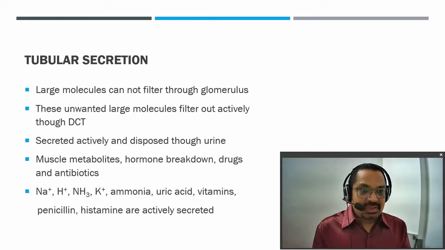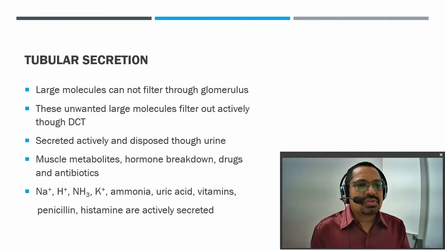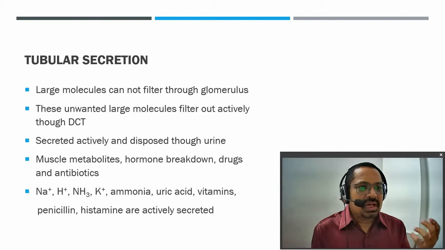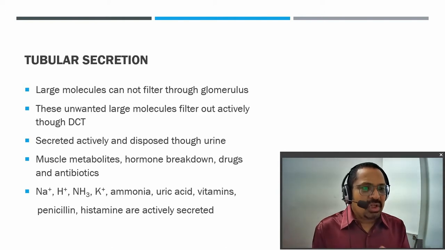After absorption, there are some secretion processes also. Large molecules which cannot be filtered from the glomerulus are secreted at the tubular region. So unwanted large molecules are filtered out through the distal convoluted tubule. In secretion, they are disposed into the urine.